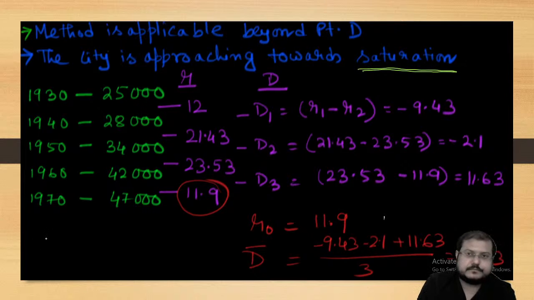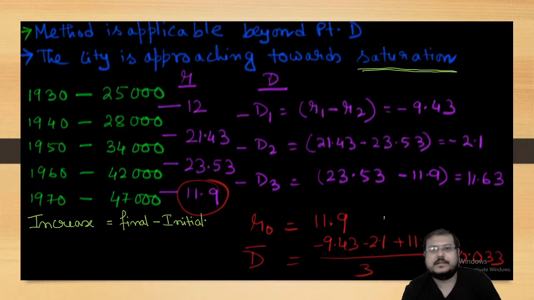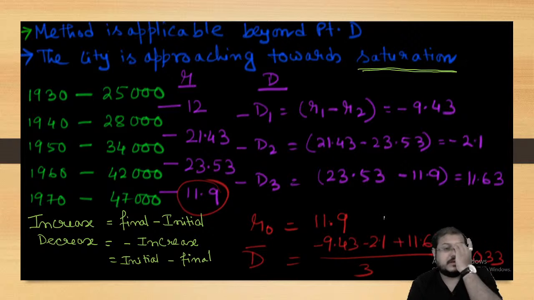So till now we are talking about the increase values, so increase is denoted as final minus initial. Okay, so obviously decrease is nothing but minus of increase, negative increase. So that is nothing but initial minus final.